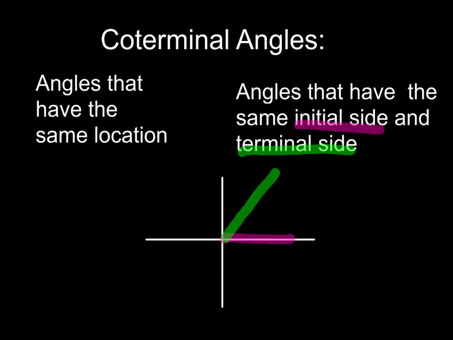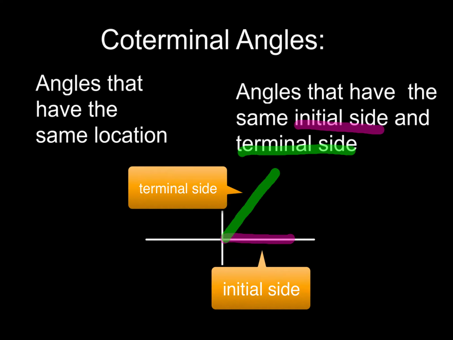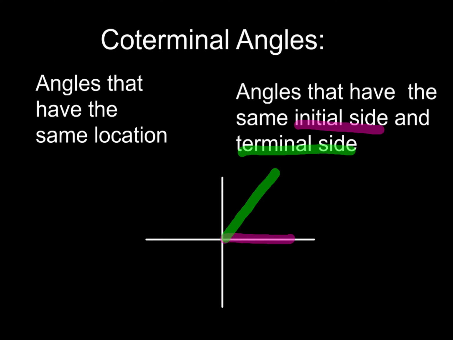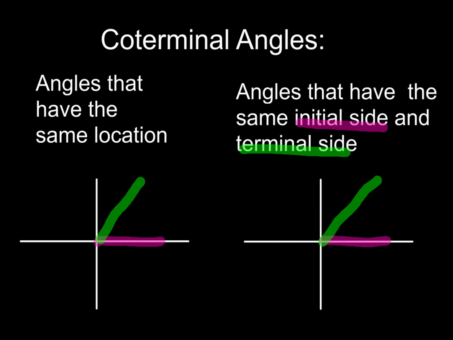Now let's define what the initial side and terminal side are in case you forget. The initial side is usually going to be on the x-axis, and the terminal side is going to be where the angle stops, where the angle terminates. Now, in order to get to the terminal side, there are a couple of directions we can go. We can either move in a positive direction or a negative direction. If we're going to move in a positive direction, I'm just going to call my angle theta.